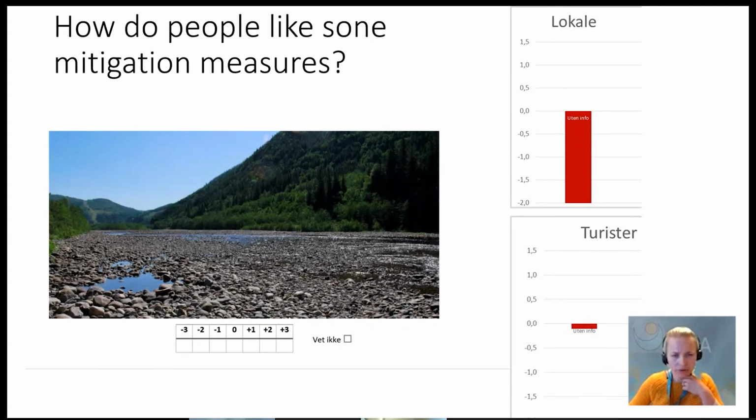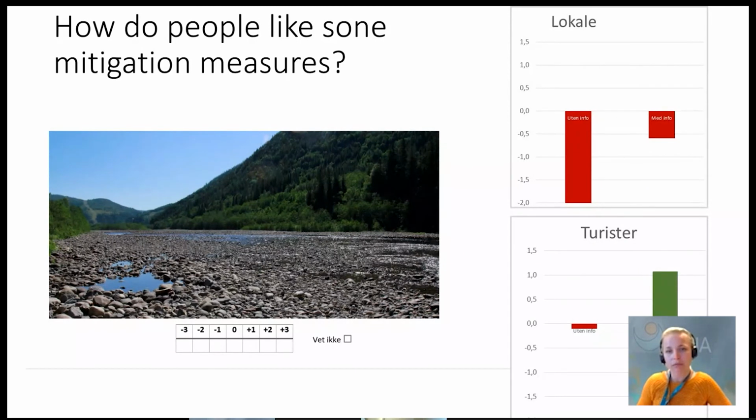Like you can see in this picture, it's actually a picture of the river being put, we call it a river in a river, because the riverbed is so large, because it's really adapted to a higher water flow, but because of the deferral of the water, one mitigation measure is to make a smaller river. And when locals and tourists were asked about this, they were quite negative to this mitigation measure. But when they received information about the purpose of it, that it was made to improve conditions for the trout, they became much more positive to this type of measure.